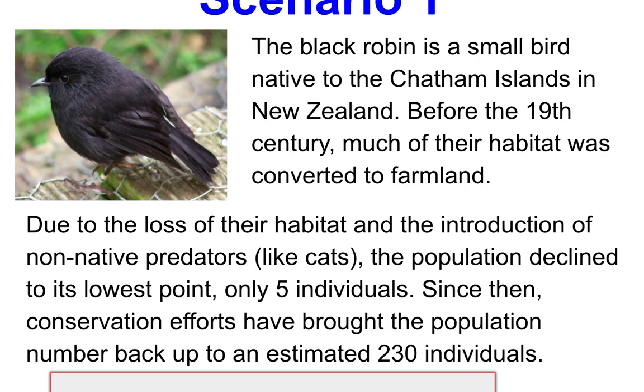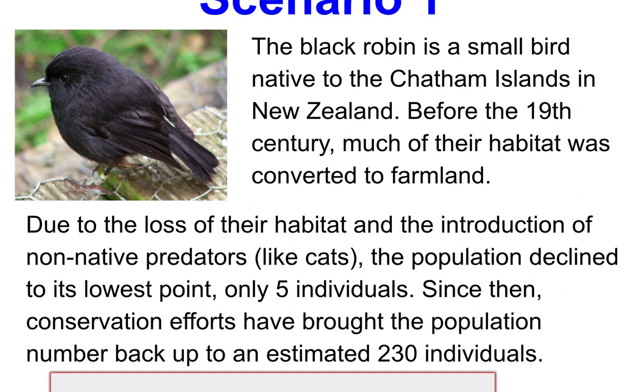Scenario 1: there is a black robin, a small bird native to Chatham Island, which is part of New Zealand. Before the 19th century, much of their habitat was converted to farmland. Due to the loss of their habitat and the introduction of non-native predators, like cats, the population declined to its lowest point: only 5 individuals.